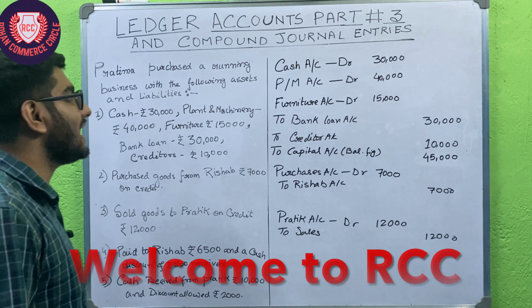Now students, why have I written this by and to? If you want to know that very clearly, you go to the first part of this video, that is ledger account part 1. You see the video, you will understand it in a better way why I have written to balance and by balance. Okay, but basically this is a debit balance, that's why we have written to balance, and basically these are the credit balances, so that's why we have written by balance.